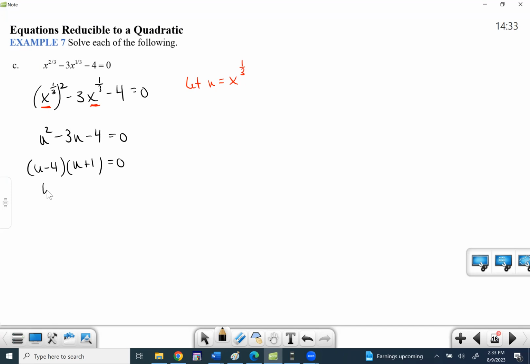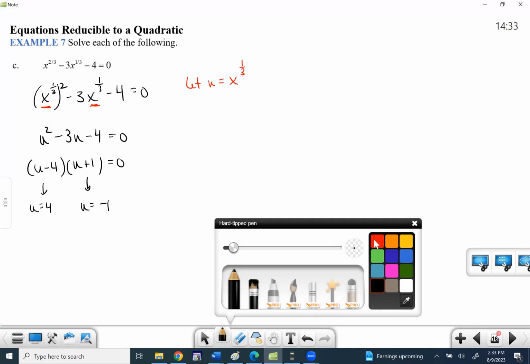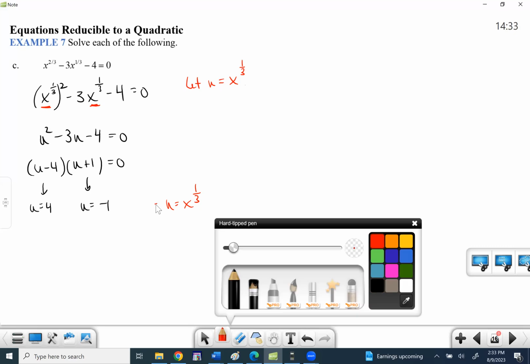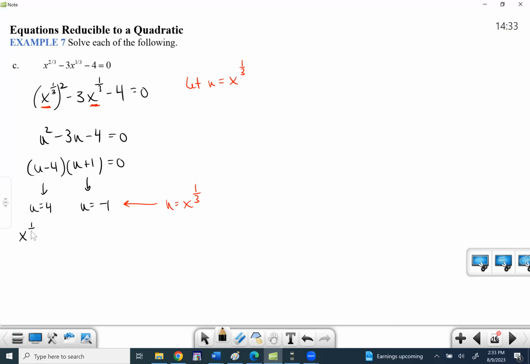All right, so then if we set each piece equal to 0, we get u equals 4. And u equals -1. But remember, u is really x to the 1/3, right? So we're going to put that back at this stage of the game. So it's going to be x to the 1/3 equals 4. And it's going to be x to the 1/3 equals -1.